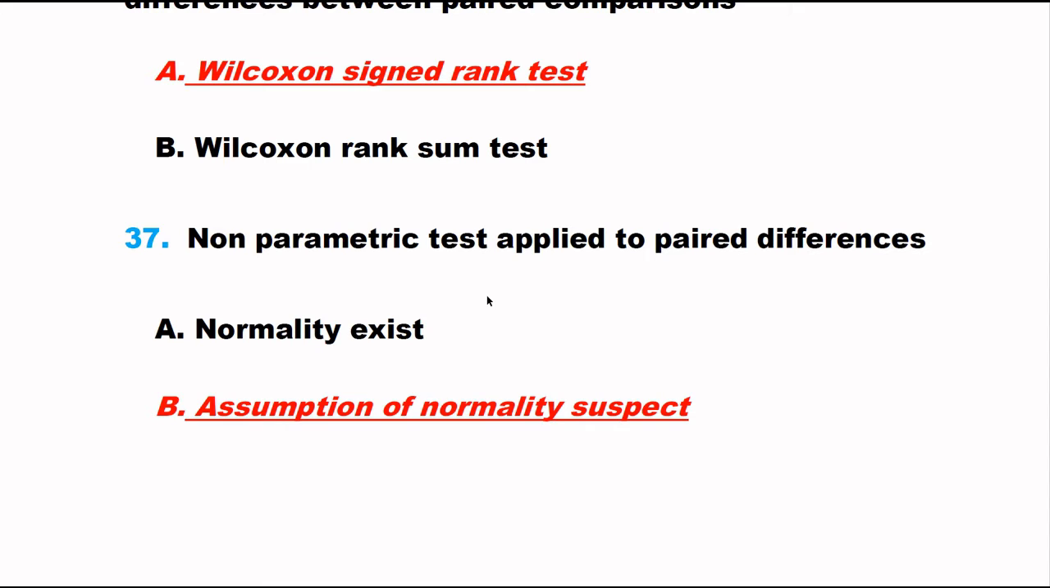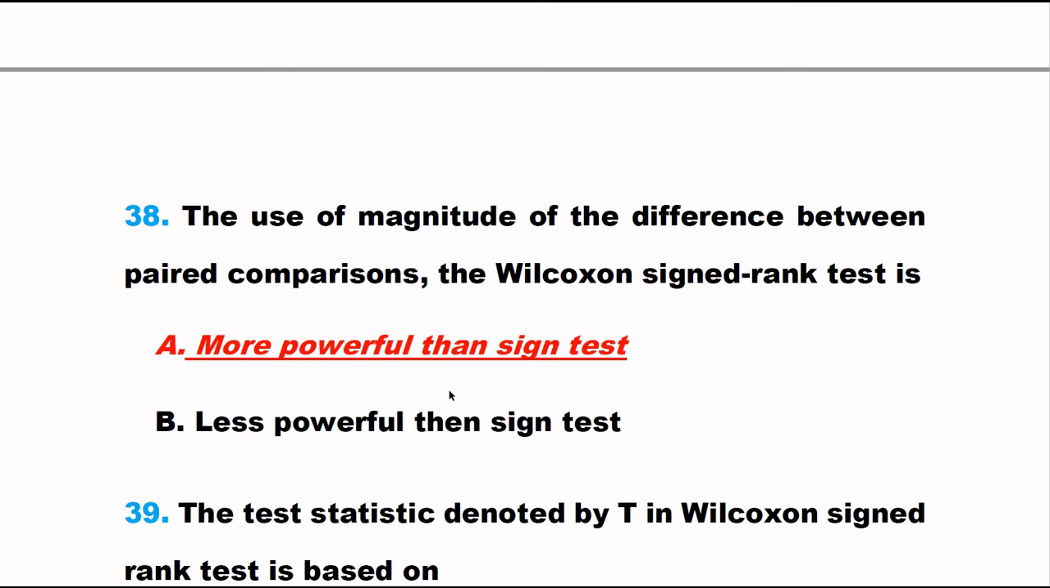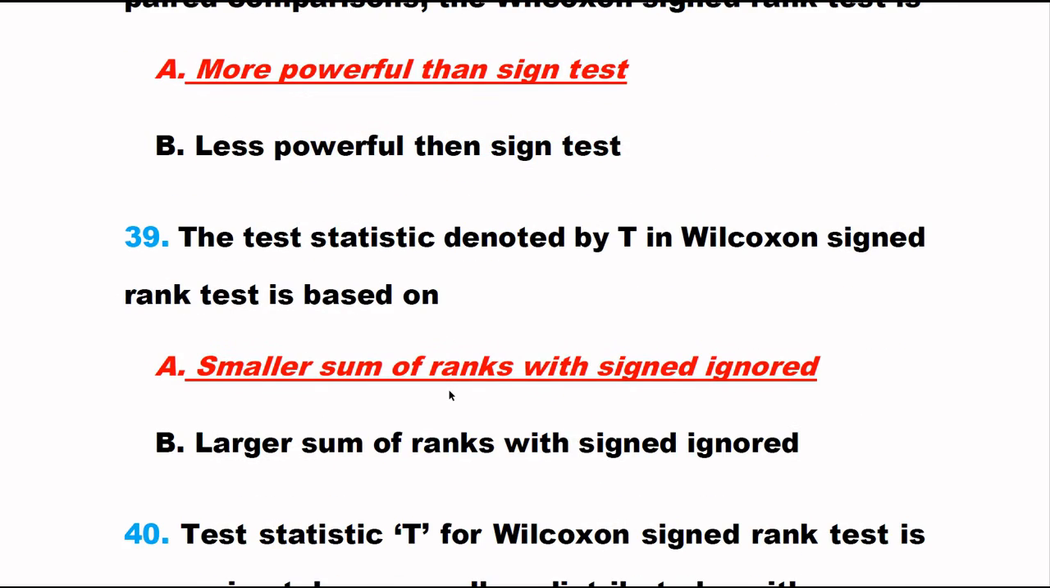When the assumption of normality is suspected, we use a non-parametric test for paired differences. Otherwise, we use the t-test. The Wilcoxon signed rank test is more powerful than the sign test because it takes the magnitude of the difference into account. So it is more powerful than the sign test.